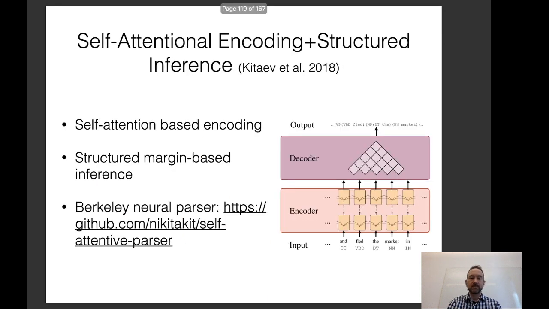So one of the state-of-the-art methods in this space right now basically does a very similar thing, except it's using self-attentional models or BERT or other things like this. So if you want a constituency parser, this is one good way to do it. And this is implemented in the Berkeley self-attentional parser.